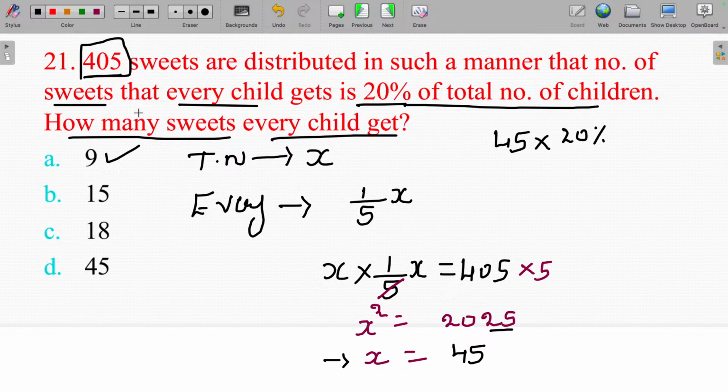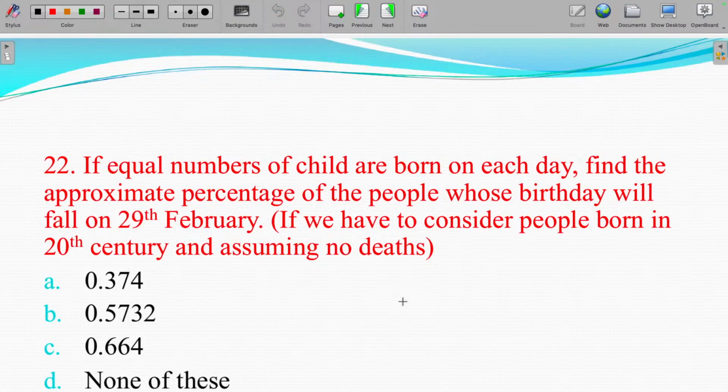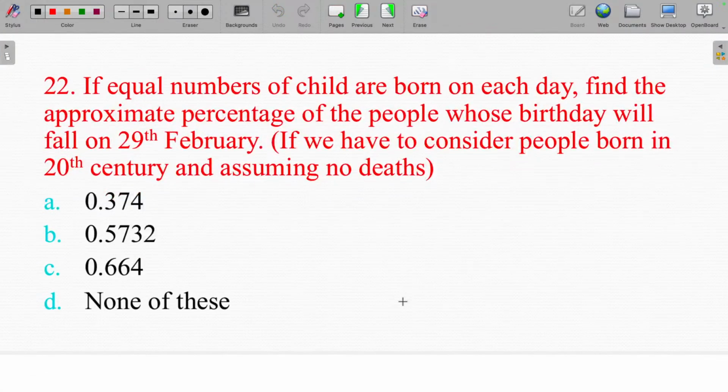Write on this. Is it overwriting? Yes, sir. Next. Yeah, this is also very important. See this.